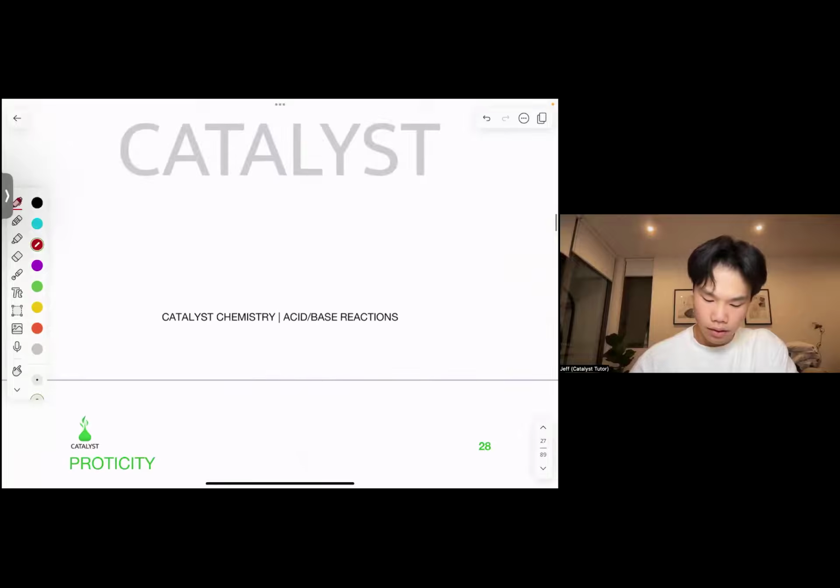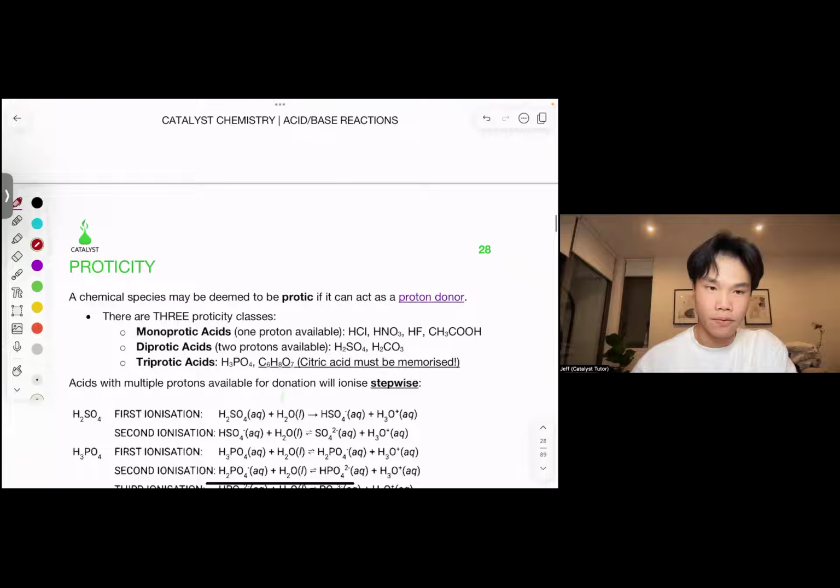Proticity. What's proticity? Proticity is how many protons an acid can donate. You can have monoprotic, diprotic, or triprotic acids, meaning 1 proton, 2 proton, 3 proton. Triprotic acids have 3 protons, and as I said before, the really important one to remember is citric acid. You just cannot figure that out in the exam. The same way as if you hadn't seen CH3COOH before, you wouldn't know, but now you do.